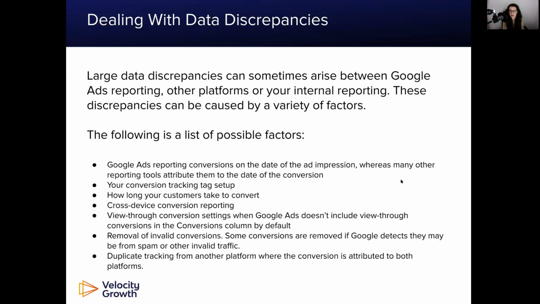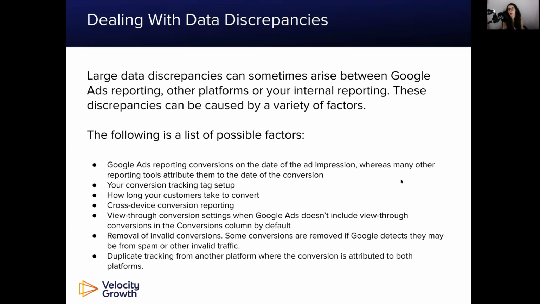Cross-device conversion tracking can also pose problems. Say, for example, you started your research on a desktop and then switch to mobile, or you start on mobile and switch to desktop. That can cause confusion as well. Also, your view-through conversion settings, since Google Ads includes view-through conversions in the conversions column by default. You might also look at the removal of invalid conversions, because some conversions are removed if Google detects they may be from spam or other invalid traffic. And there is duplicate tracking from another platform, where the conversion is attributed to both platforms.